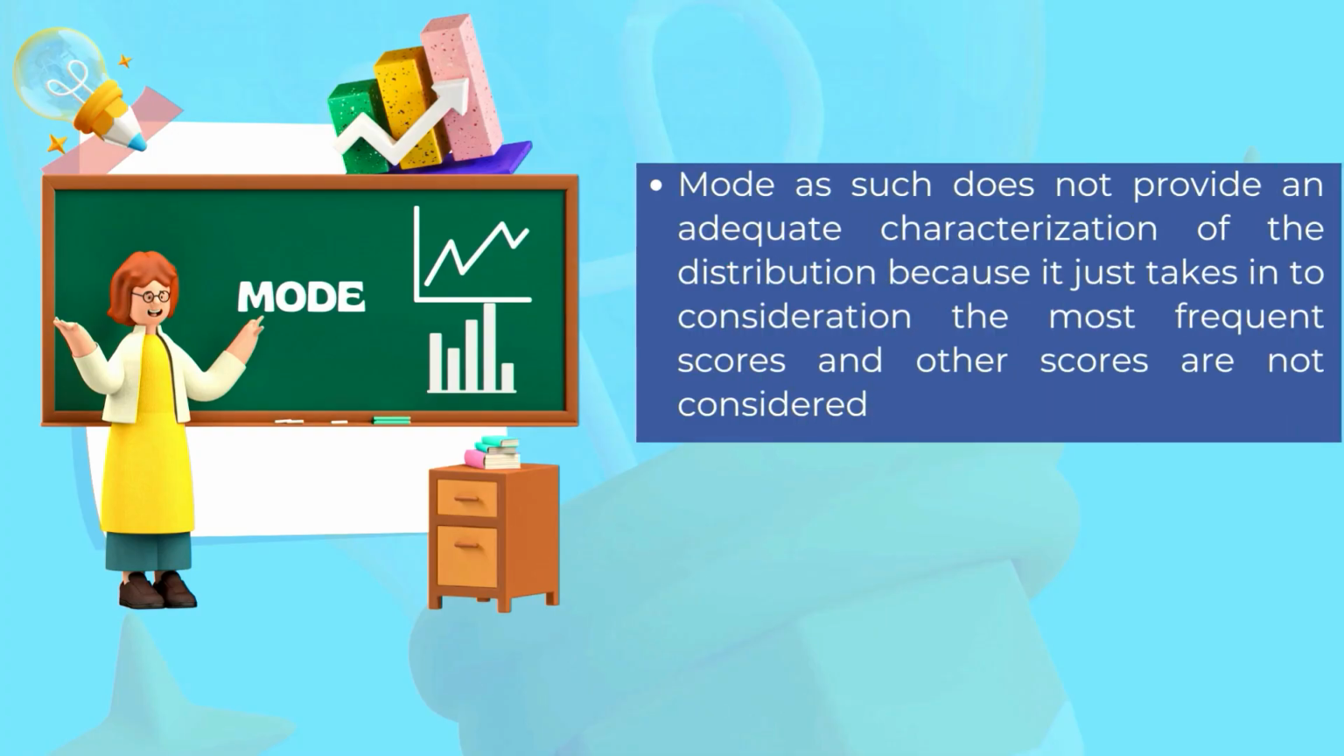So mode as such does not provide an adequate characterization of the distribution, because it only takes into consideration the most frequent score, and other scores are not considered. This is a kind of limitation you can understand, though sometimes it is very useful when we have a different nature of data. We will talk about it more in a few minutes, but here you have to understand that mode is only associated with the number which is most frequent in nature, and which mostly occurs in the data set.